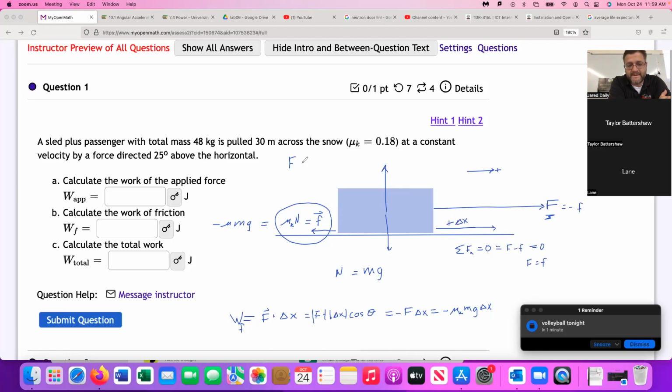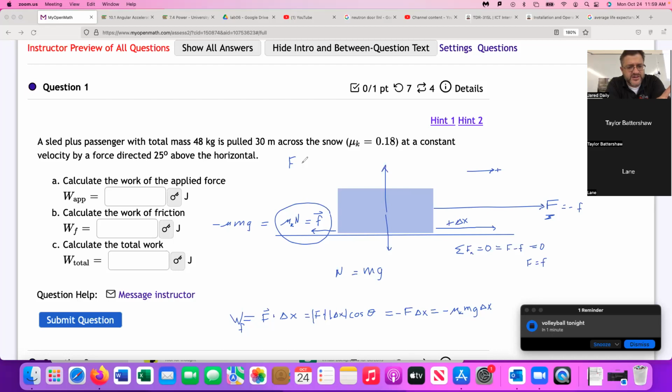So if we were to use this problem, let's find the normal force again. If you got, let's say, 20 newtons of friction, you're also going to have 20 newtons of applied force because they cancel each other out to give a constant velocity, right? But the 20 newtons would be multiplied by the distance, in this case 30 meters, times the displacement.